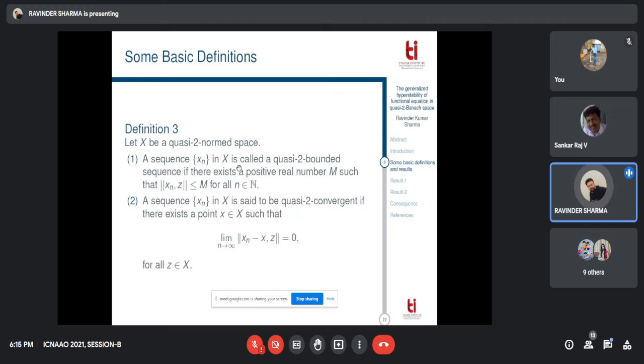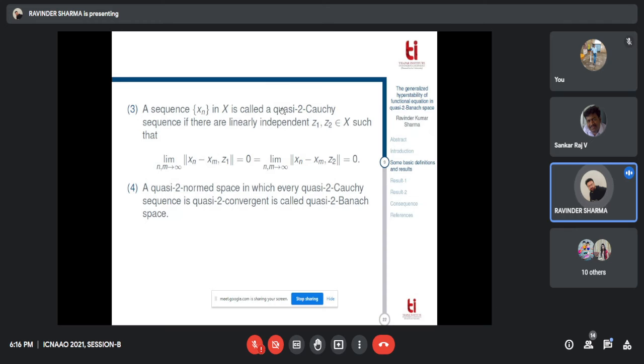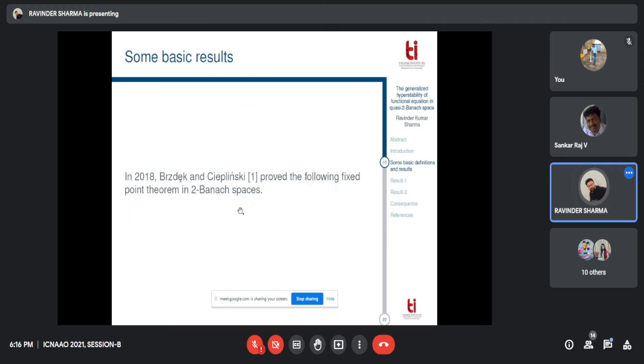A sequence xn is called a quasi-two-bounded sequence if there exists a positive real number M such that the norm of xn comma z is less than M, and a sequence xn is said to be quasi-two-convergent if there exists a point x belonging to X such that the limit as n tends to infinity of the norm of xn minus x comma z equals 0. A sequence is called a quasi-two-Cauchy sequence if there are linearly independent z1, z2, that is this. A quasi-two-norm space in which every quasi-two-Cauchy sequence is quasi-two-convergent is called a quasi-two-Banach space.